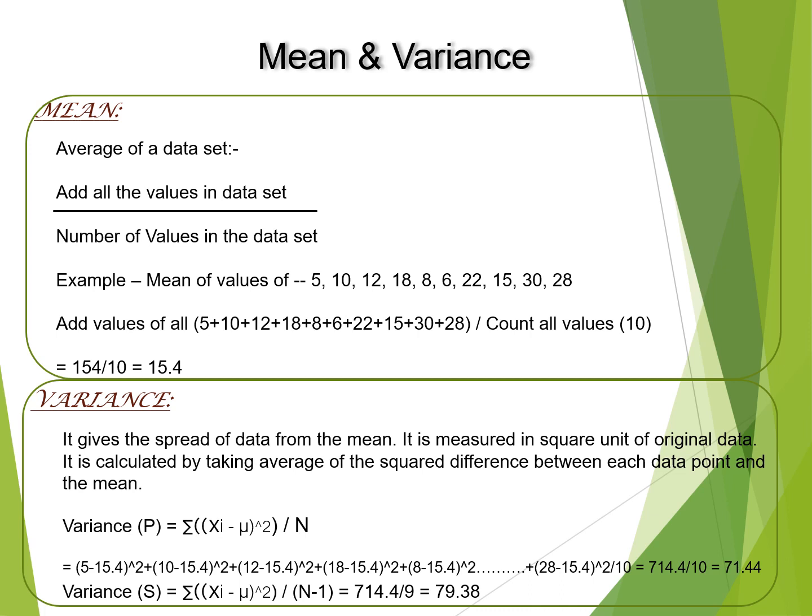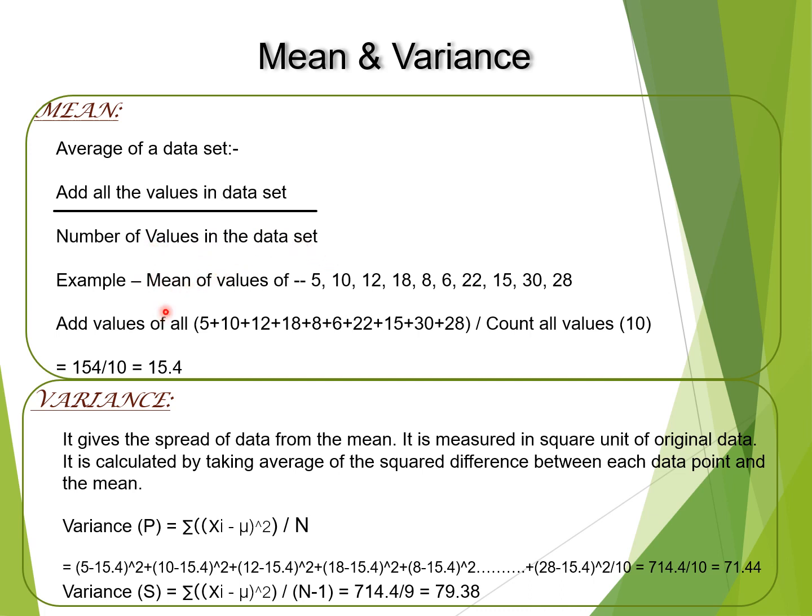Let's understand two important terms, mean and variance. What is mean? Mean is nothing but the average of a data set. How do we calculate it? We just add all the values in the data set and divide by the number of values in the data set.